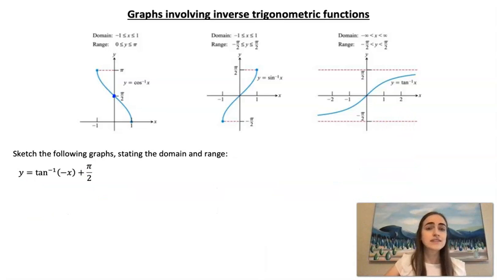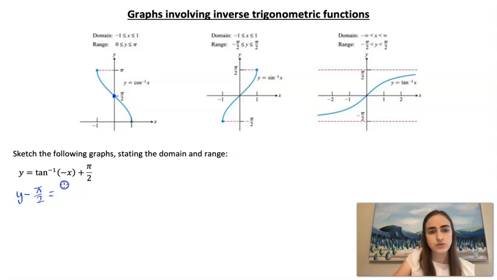Our second example asks us to sketch y equals tan inverse of minus x plus pi on 2. The first thing I'm actually going to do here is rearrange this a little bit. So we're going to have y minus pi on 2 is equal to tan inverse of minus x. All right, so we can have a look at two things there. This minus pi on 2 is going to shift our whole graph up pi on 2 units. And this minus x here is going to flip our entire graph across the y-axis.